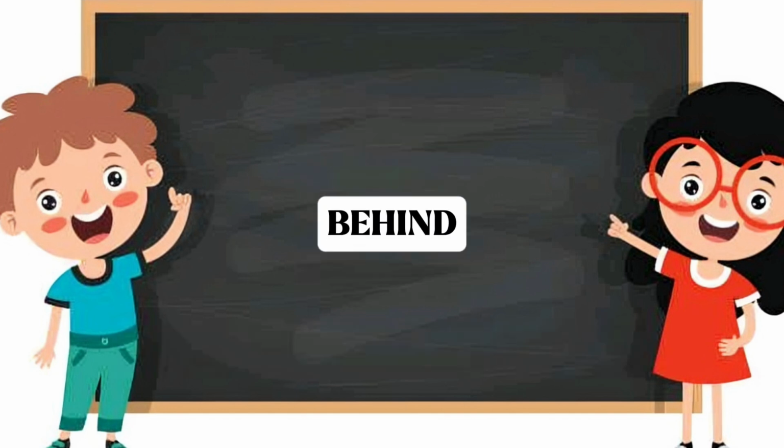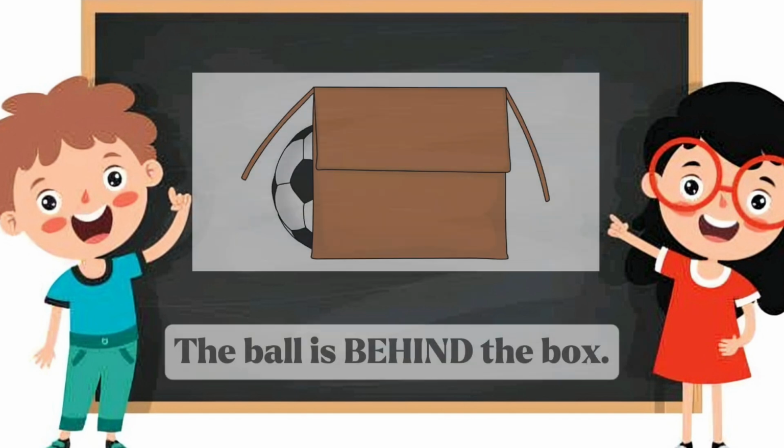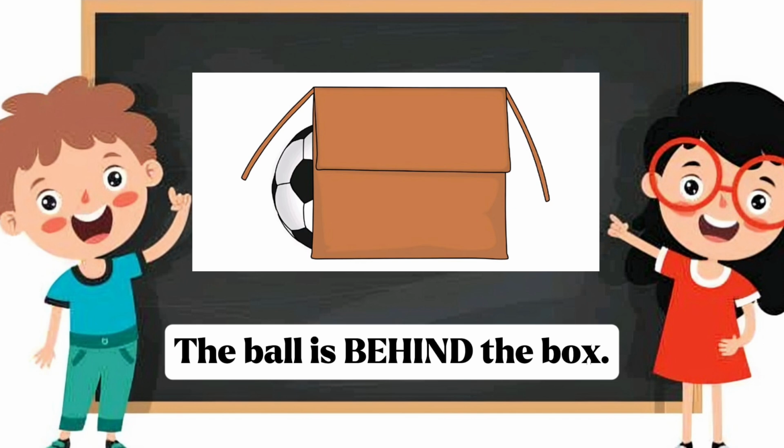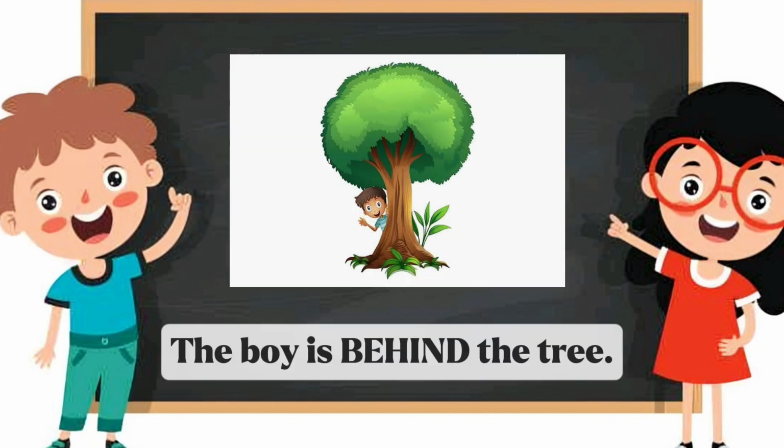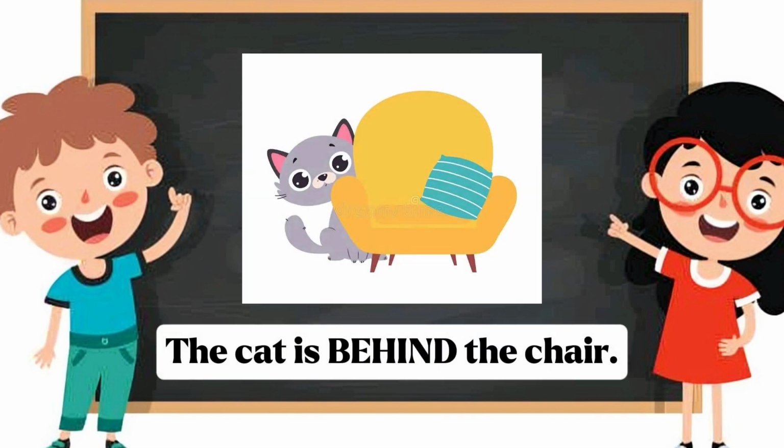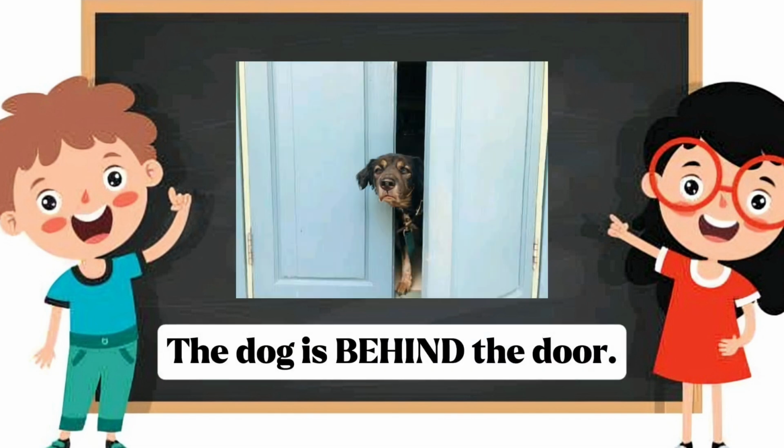Using behind in a sentence. The ball is behind the box. The boy is behind the tree. The cat is behind the chair. The dog is behind the door.